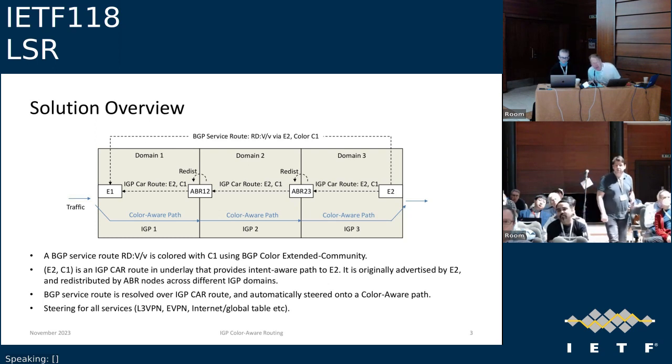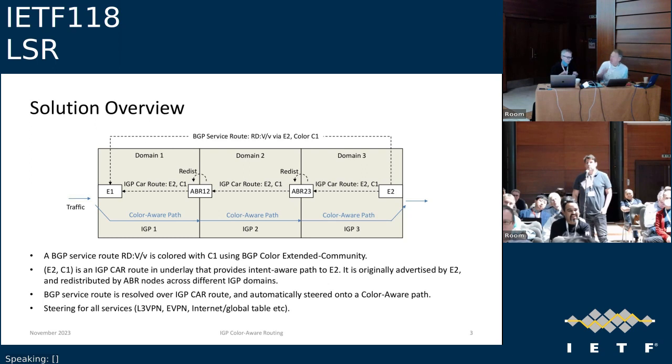I can't say for today, but 15, 20 years ago, people did do mutual redistribution between IGP instances and used tags. Yeah, but that would be two. Even if it's one router doing it, there's two instances. Yeah, that should be visualized.